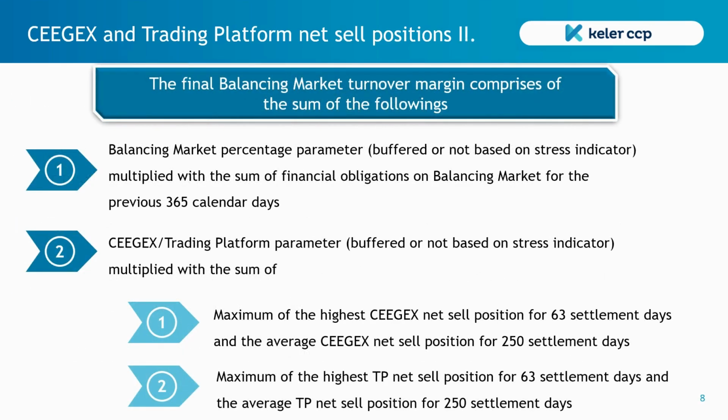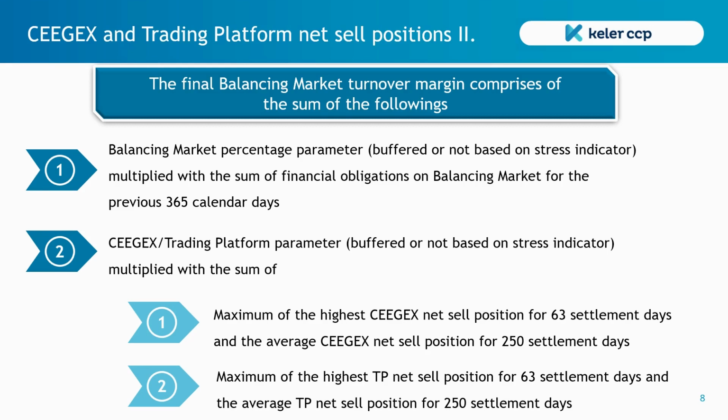On the next slide, you may see that the final balancing market turnover margin comprises the sum of the following elements. The first element is the already existing one: the balancing market percentage parameter multiplied with the sum of financial obligations on the balancing market for the previous 365 calendar days. As I mentioned, there is a necessary regulatory requirement to buffer the percentage parameter based on the stress signal, and that is a change.